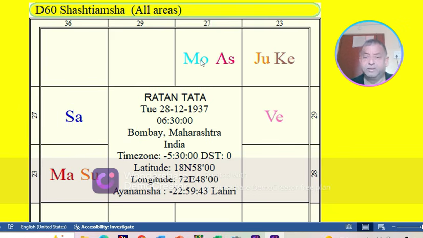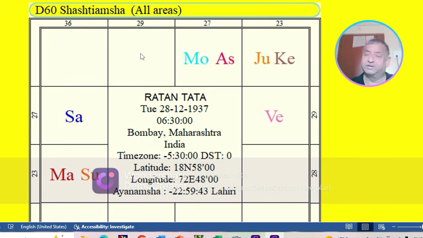And also see, there is a Parivartan Yoga between Moon and Venus. Moon is in Taurus, ruled by Venus, and Venus is in Cancer, ruled by Moon. So there is a Parivartan Yoga. So the second house is highly fortified.